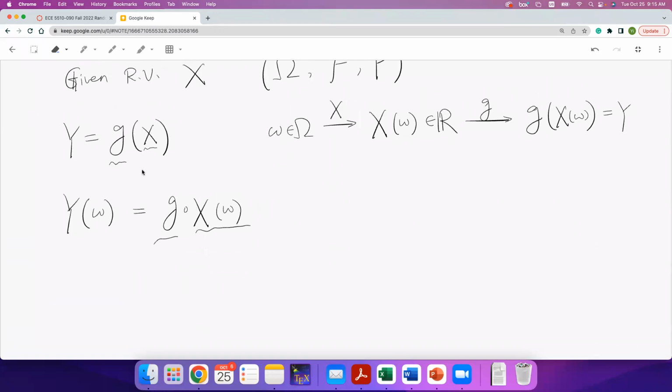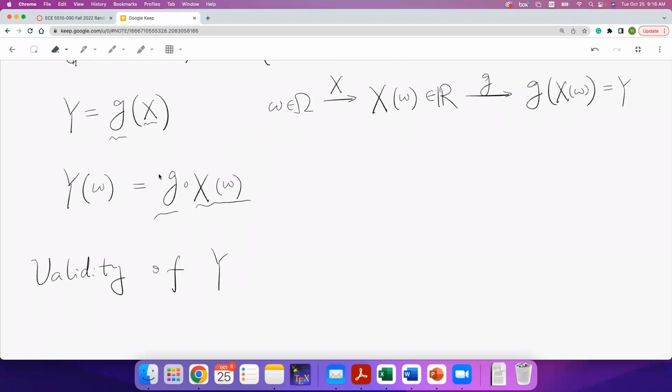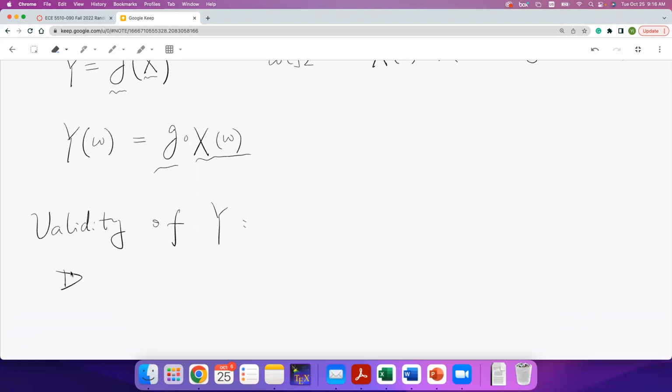Now, the first thing that we need to care about is whether or not this y is a valid random variable. We need to make sure that if x is a random variable, then this y is also a random variable. And this puts some restrictions on the function g. So in order for y to be a valid random variable, we need to satisfy some minimum requirements. The first requirement is that the domain of this function must include the range of the random variable.